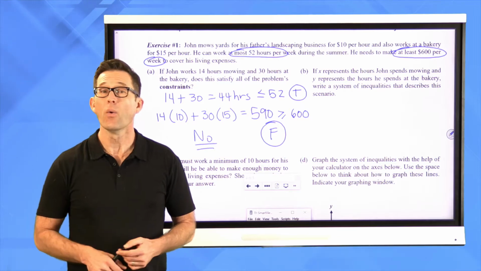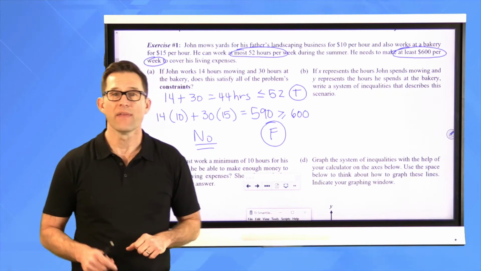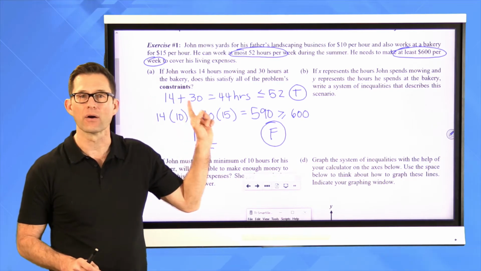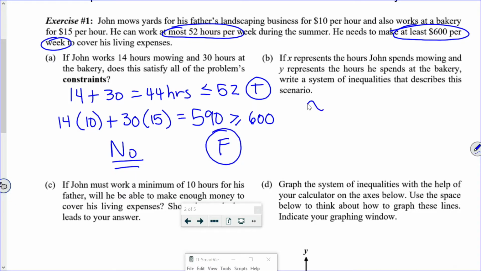All right, well, let's first work with the fact that he can work at most 52 hours. That means he must work less than or equal to 52 hours. That's really what we've got here in this first line. What does that really say? Well, it says if I take the number of hours that he mows and add to it the number of hours he works at the bakery, those two added together must be less than or equal to 52 hours. For whatever reason, John simply doesn't have any more time than that.